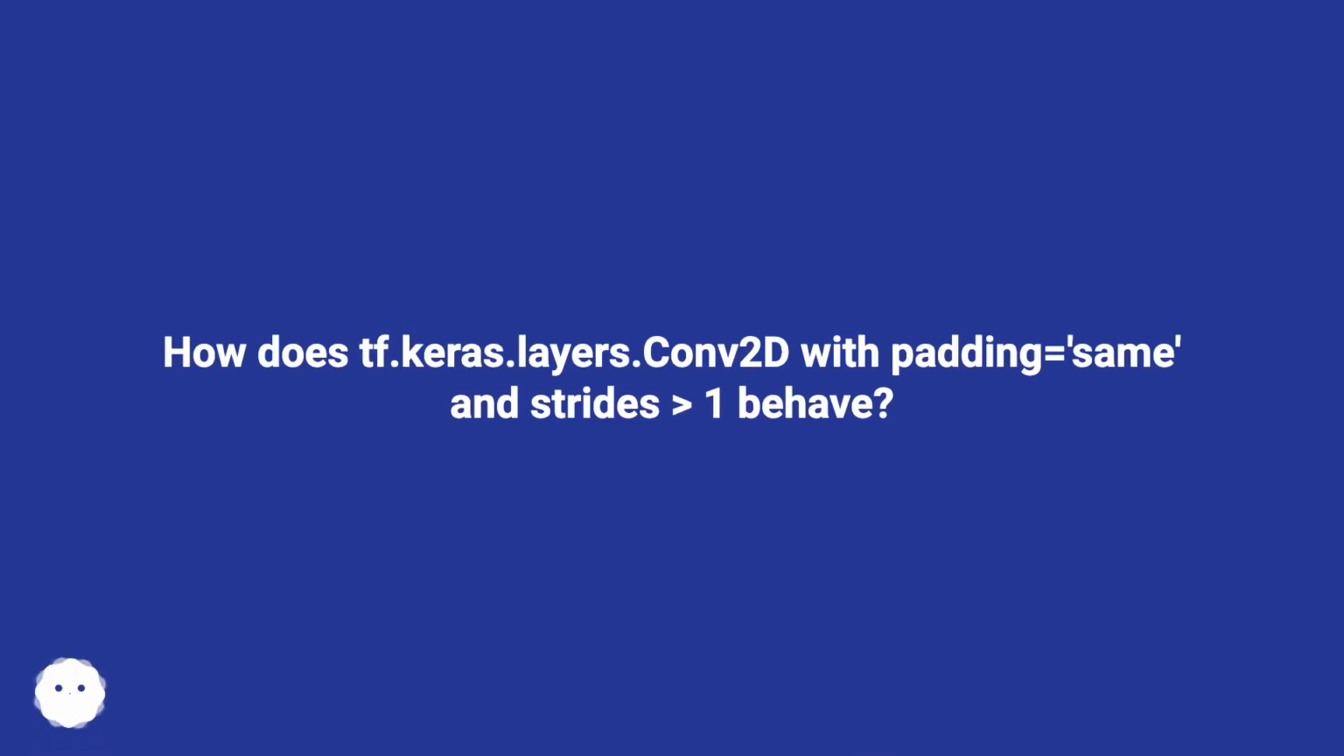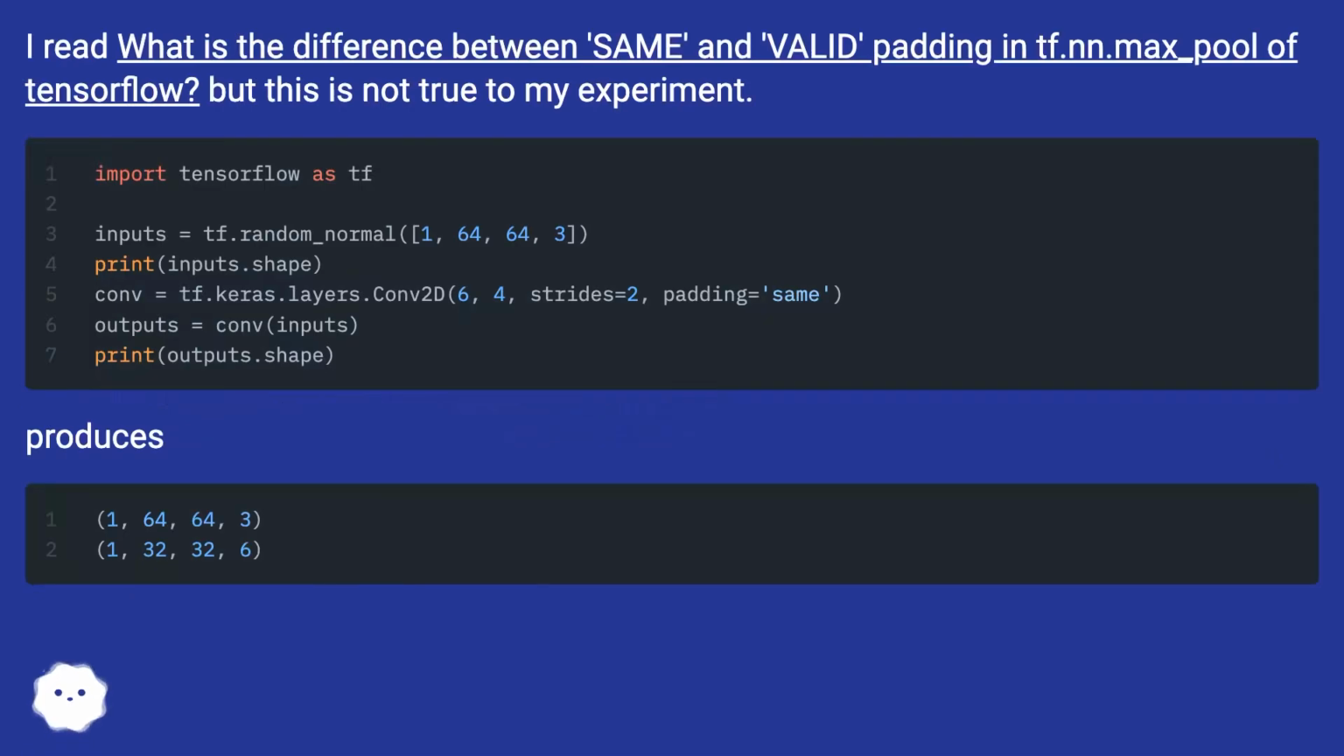How does tf.keras.layers.Conv2D with padding equals same and strides greater than 1 behave? I read "What is the difference between 'SAME' and 'VALID' padding in tf.nn.max_pool of TensorFlow?", but this is not true to my experiment.